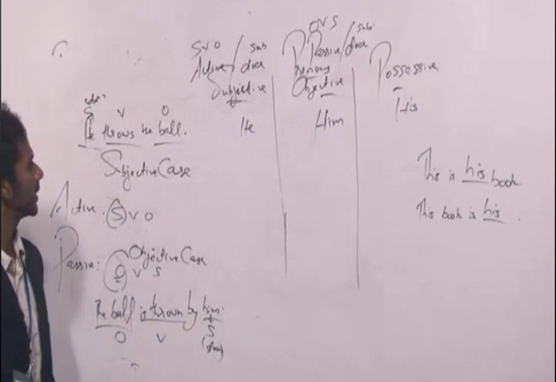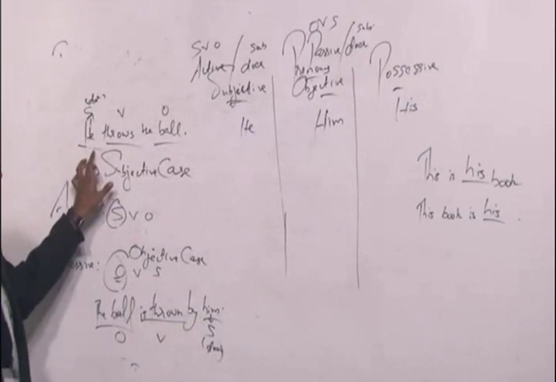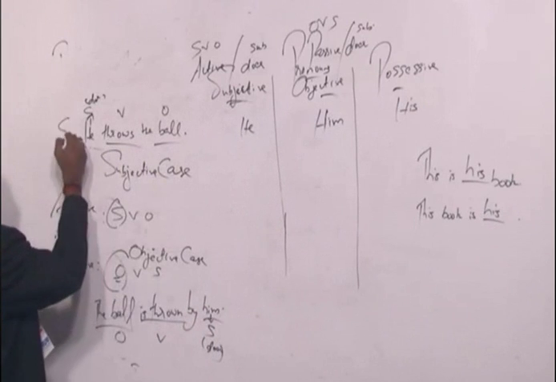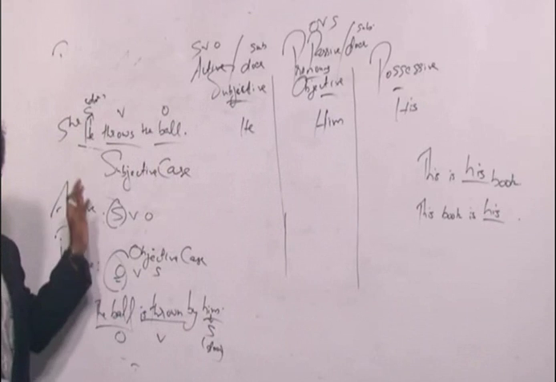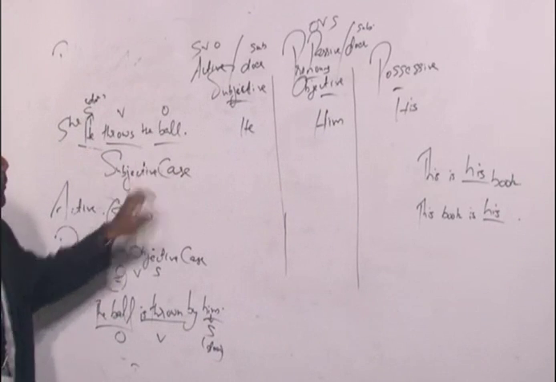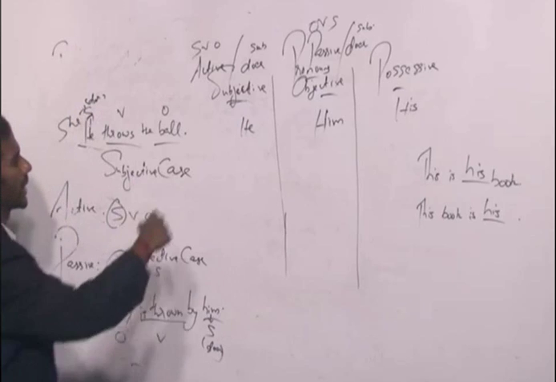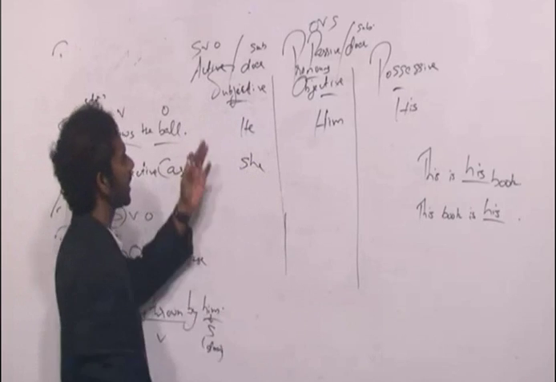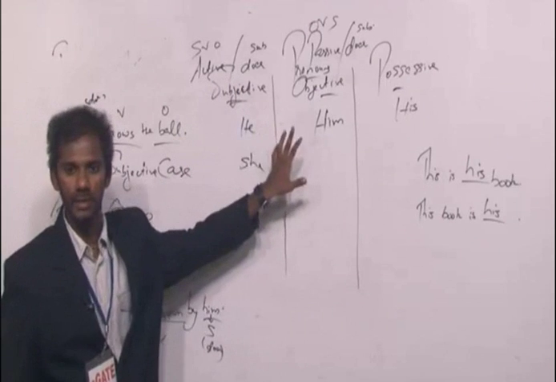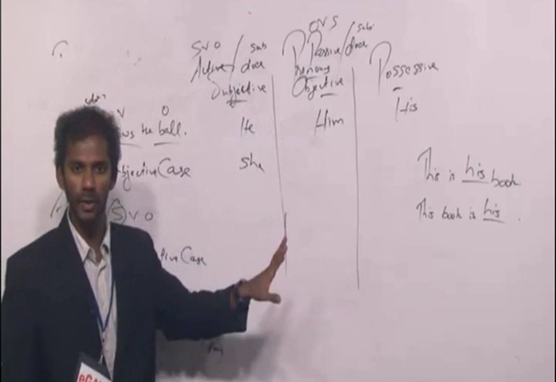Got it? Fine. Now, I replace a sentence like "he throws the ball." I replace "he" with "she." "She throws the ball." So "she" is a pronoun coming in the active voice, acting as a doer. So I can say "she" is subjective. "She" comes in the active voice, acting as a doer. So "she" is subjective. "She throws the ball."